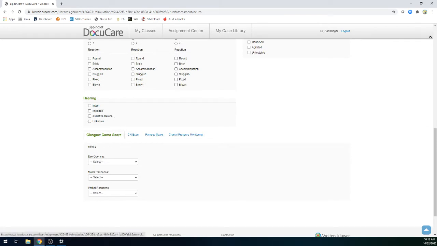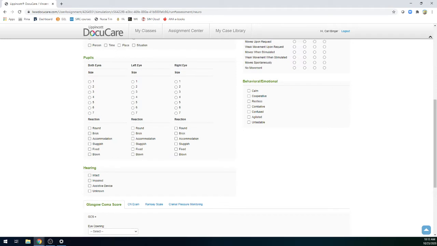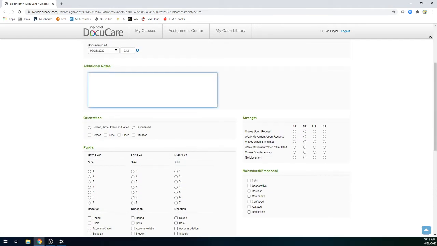Don't forget your GCS. Eye-opening, motor response, verbal response, things like that. You can fill in some of this stuff without having to do the full assessment. And you, again, in the notes, put rest of assessment deferred due to patient condition. That's fine. You covered what you could, but you need to move on because of the patient condition.